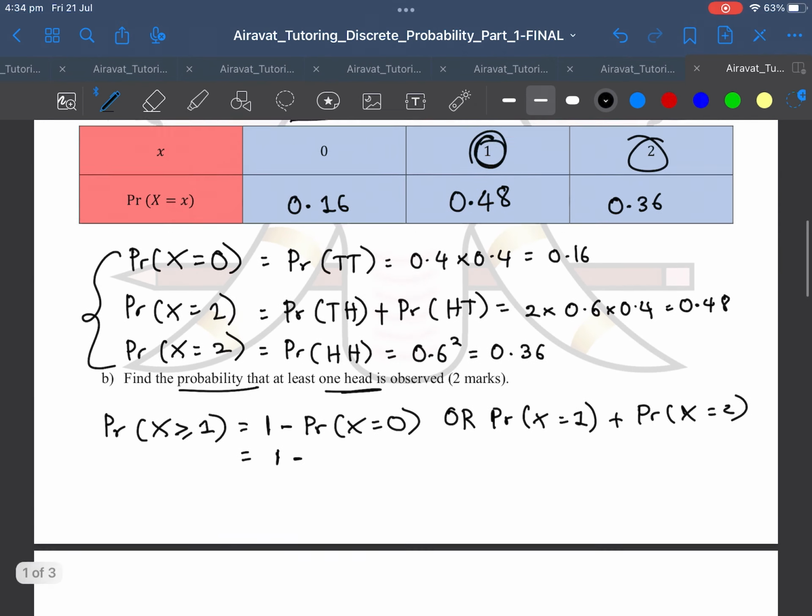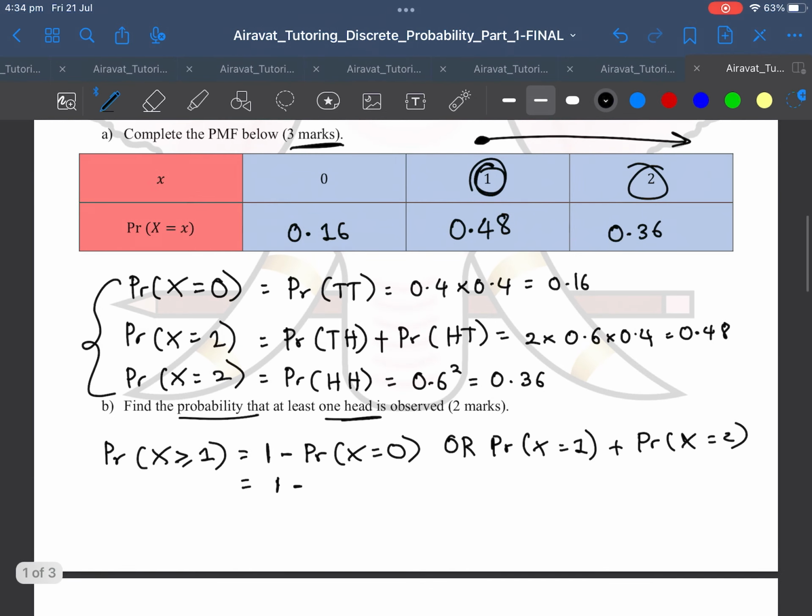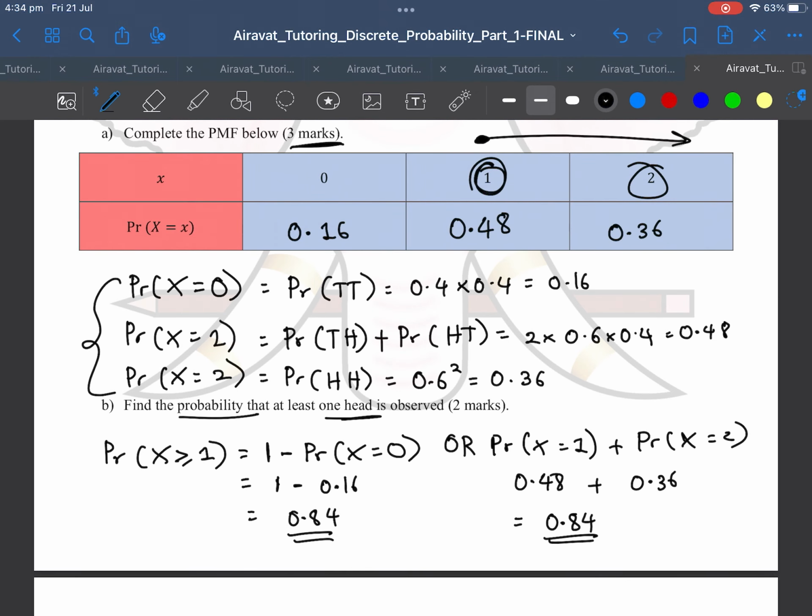So what is 1 minus the probability of X = 0? The probability of X = 0 is just going to be 0.16, and that would equal 0.84. Now what is the probability of X = 1? 0.48, plus what is the probability of X = 2? That would be 0.36, and if this is added together, we'll get 0.84. Alright, so as you can see, no matter what method you prefer, both of them still give you the correct answer.